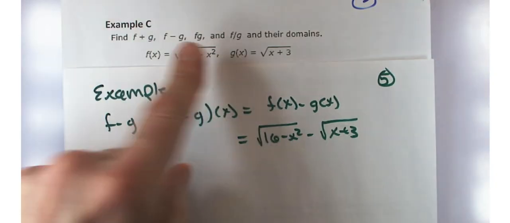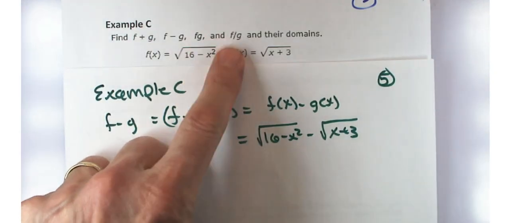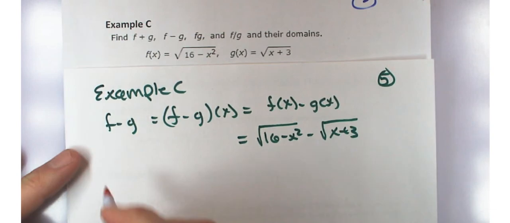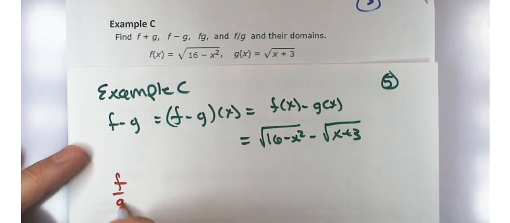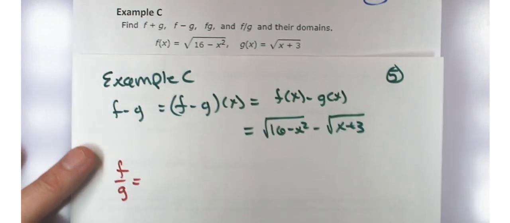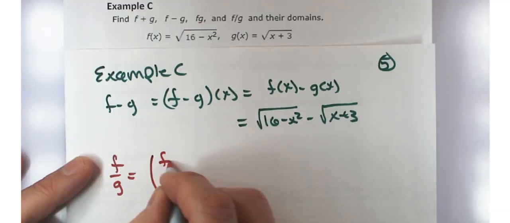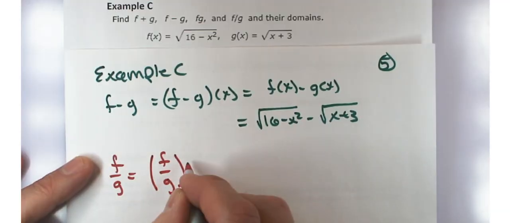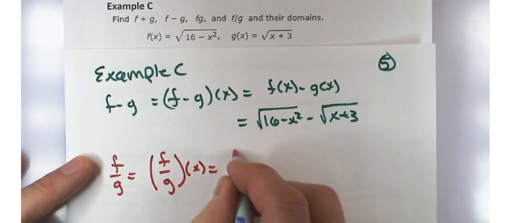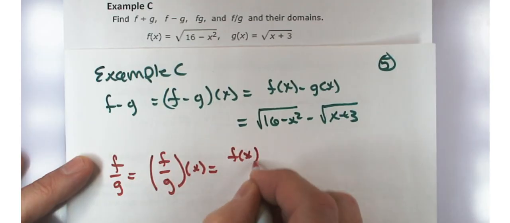You can do likewise with multiplication, but let me get to the division one, because that one has a little something interesting going on. Now they just write it as f divided by g. Keep in mind what that really is: f divided by g of x, or better yet, f of x divided by g of x.